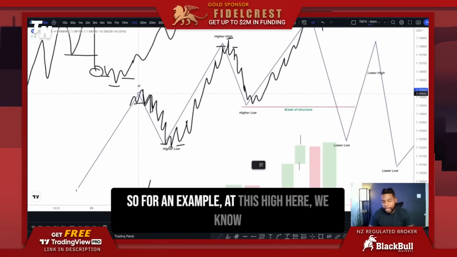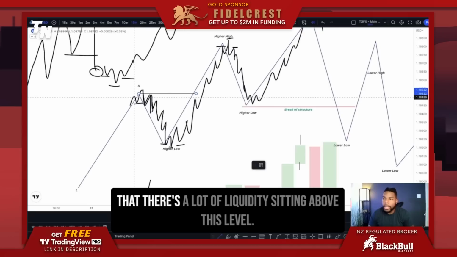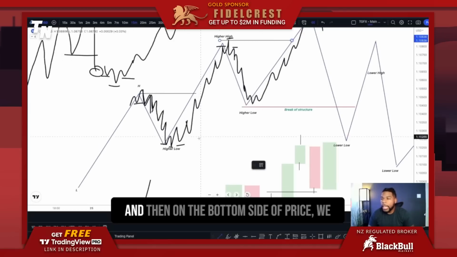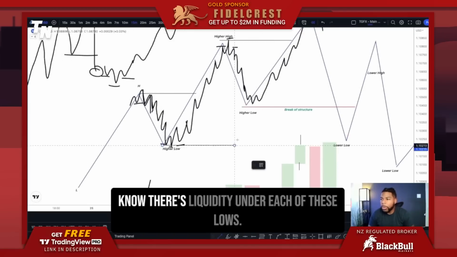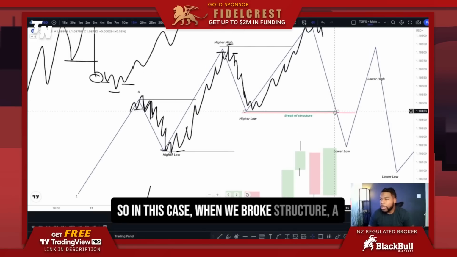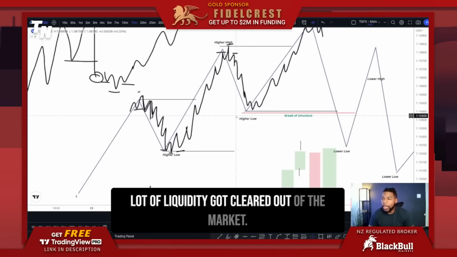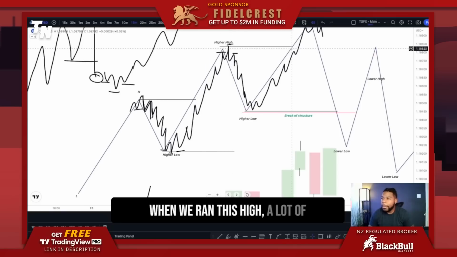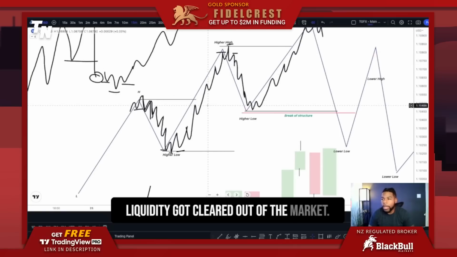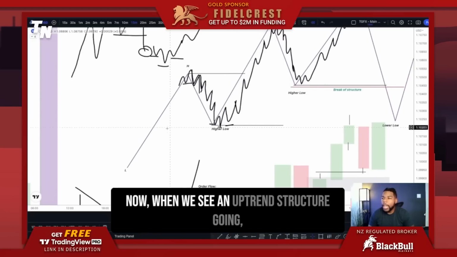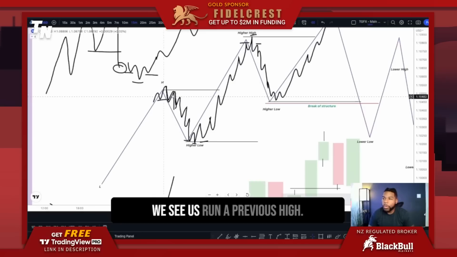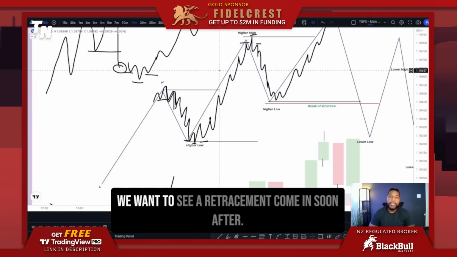For example, at this high here, we know that there's a lot of liquidity sitting above this level. Same thing here. And on the bottom side of price, we know there's liquidity under each of these lows. So when we broke structure, a lot of liquidity got cleared out of the market. When we ran this high, a lot of liquidity got cleared out of the market. Now, when we see an uptrend structure going, and we see us run a previous high, we want to see a retracement come in soon after.